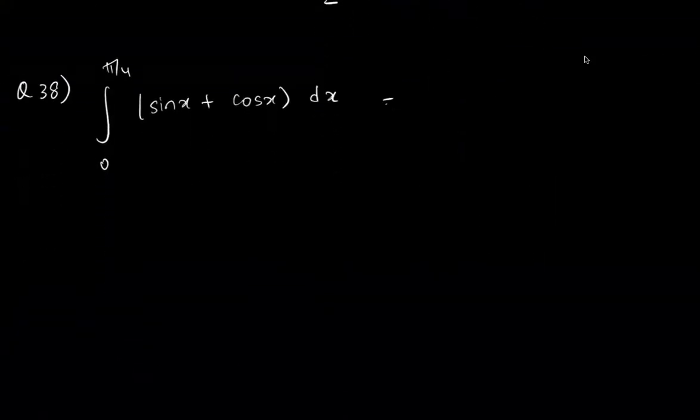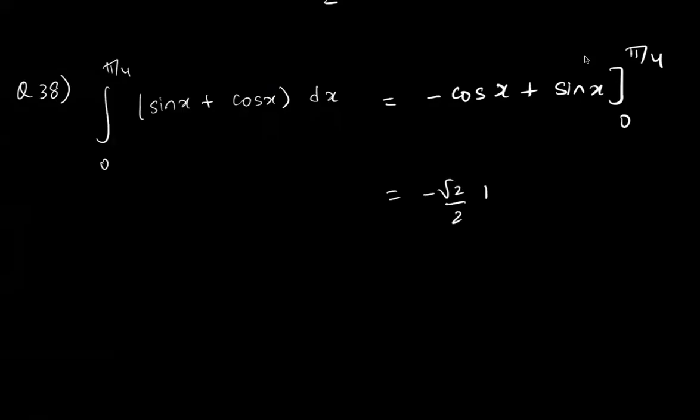Okay, now this one: the integral of sine x is negative cosine x, plus sine x, evaluated between 0 and pi over 4. So negative cosine pi over 4 is negative root 2 over 2, plus sine pi over 4 is root 2 over 2, minus cosine 0 is 1, sine 0 is 0. So that means my final answer is 1.